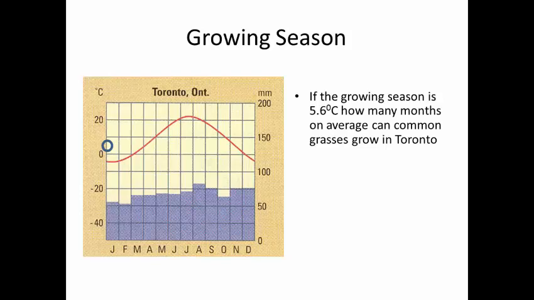The temperature line crosses 5.6 degrees Celsius here and here. Therefore, the growing season line is approximately here. Now it is just a simple thing to count the number of months between the growing season and the temperature line. So we have 1 month here, 2, 3, 4, 5, and 6 months. Right here is half a month. So the answer is 6.5.